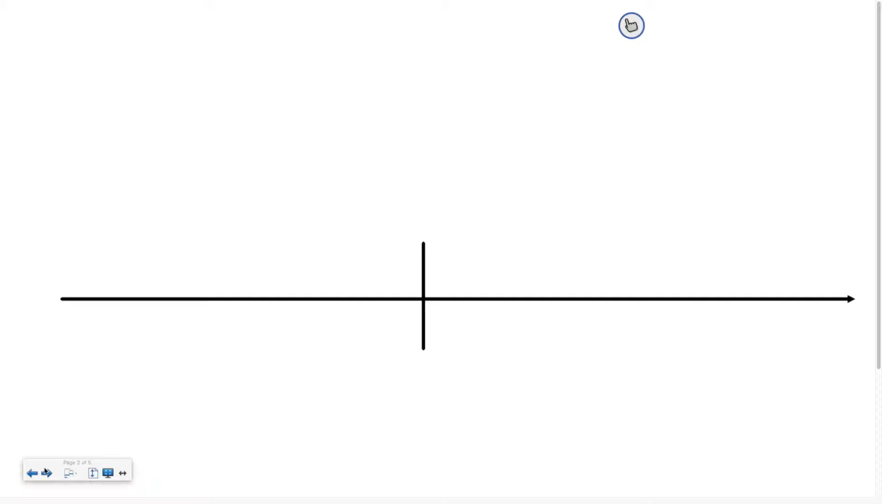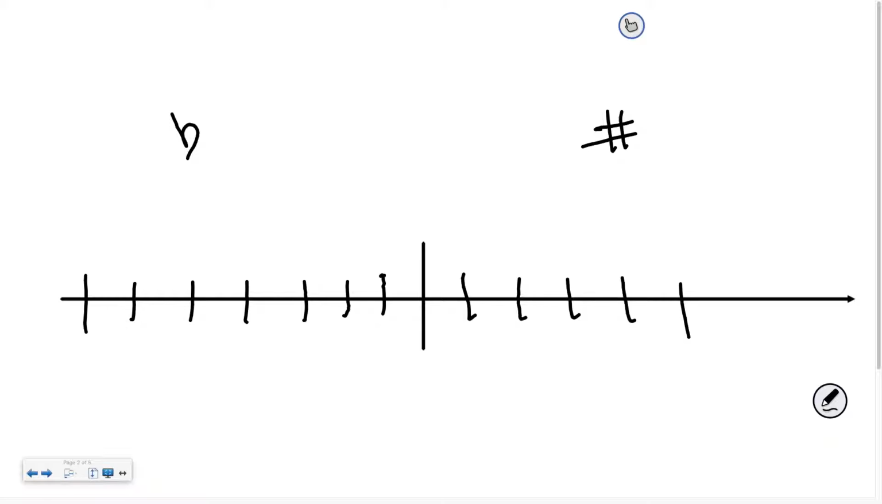So the first thing you need to do is think of this as a timeline, or like a positive and negative timeline in terms of sharps and flats. Okay, 1, 2, 3, 4, 5, 6, 7. Think of this side as flats. Think of this side as sharps. We can have 7 sharps, we can have 7 flats. Think of this as 0 sharps or 0 flats.